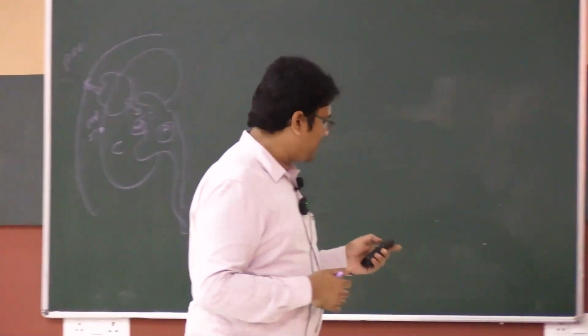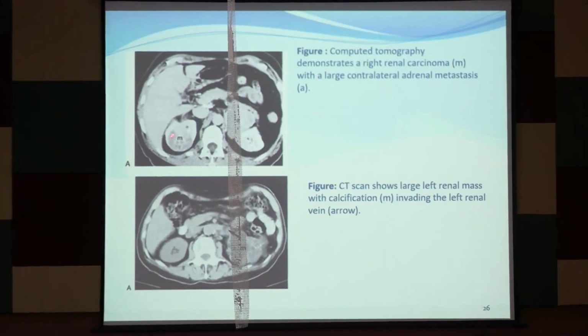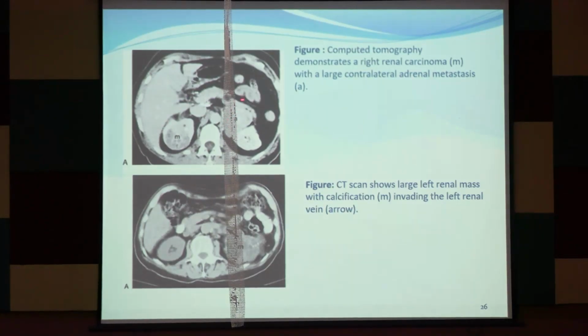So these are certain images of the renal tumors. Here we can see there is a particular area which is basically looking different from the rest of the other areas. So this is a tumor and this area is actually the adrenal gland, this is the kidney.